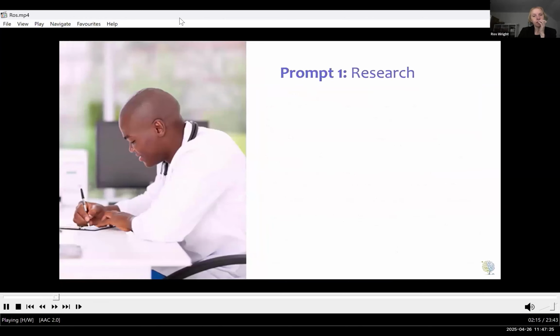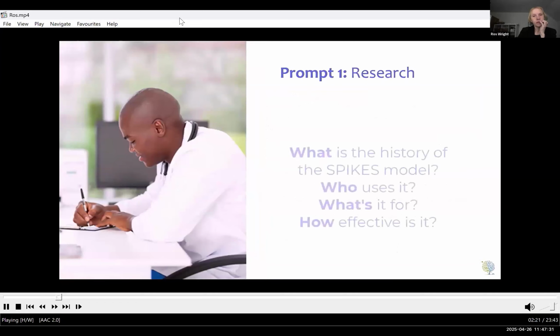Just like Rob, I began by researching the communication model. So I asked ChatGPT the following questions. What is the history of the SPIKES model? Who uses it? What's it for? And how effective is it? I know quite a lot about SPIKES, so I was intrigued to see what ChatGPT would come up with.